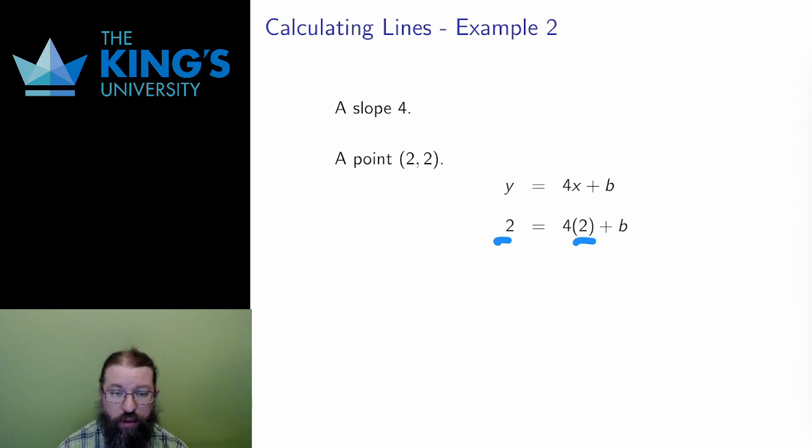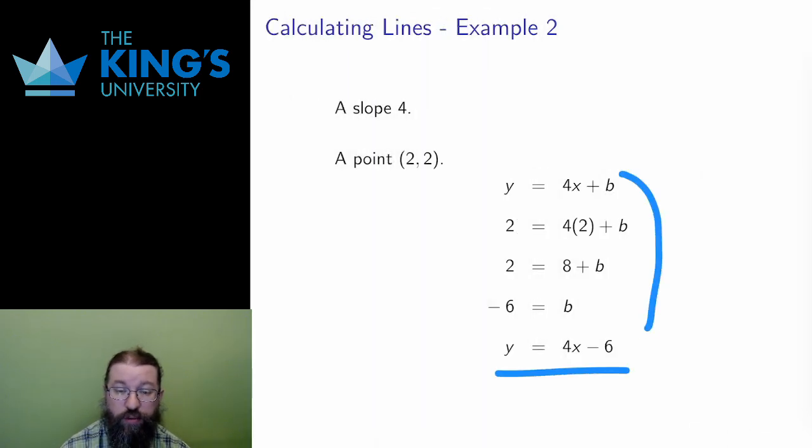Being very particular and explicit with the algebra here, I multiply on the right to get 8, then subtract 8 from both sides to get -6 equals b. Now I have the intercept, b equals -6, so I can return to the slope-intercept form. The equation of the line is y equals 4x minus 6. This process will always work. If I know the slope, a single point will always be enough to calculate the intercept.